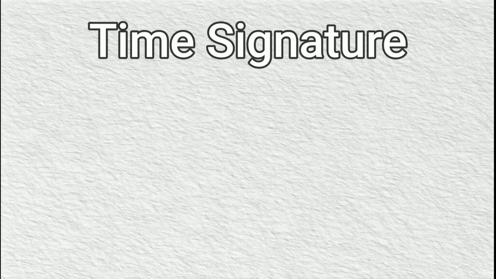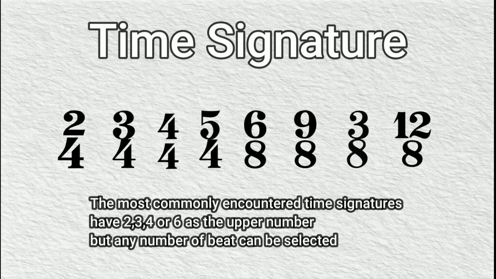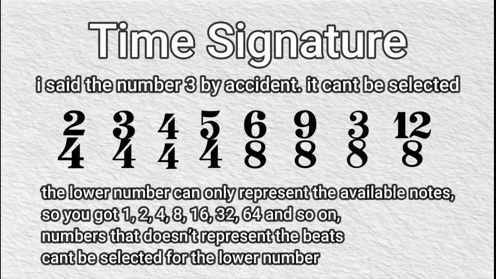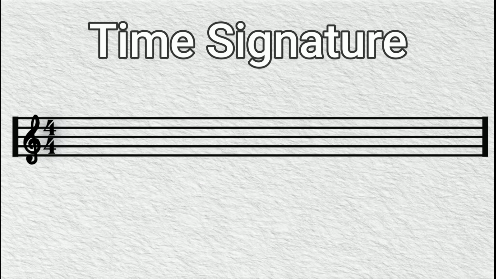The most commonly encountered time signatures have 2, 3, 4, or 6 as the upper number, but any number of beats can be selected. The lower number can only represent the available notes, so you've got 1, 2, 4, 8, 16, 32, 64, and so on. Numbers that don't represent the beats can't be selected for the lower number. As I said before, the time signature organizes the number of beats and durations that can fit inside of a bar, and anything can be used as long as it's within the time signature's capability.